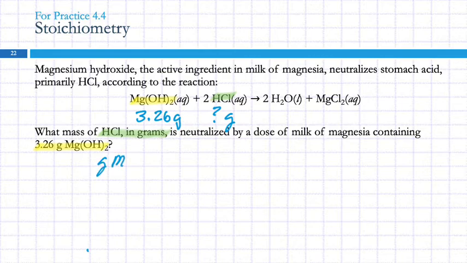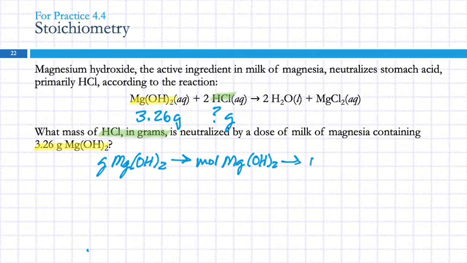Grams of the thing I have a mass for, to moles of that thing, to moles of the other thing, to grams of the other thing. Grams to moles to moles to grams. The moles are in the middle. I sometimes see people with moles to grams to moles, and that just really does not work at all. Malcolm in the middle, moles in the middle. They're always in the middle.